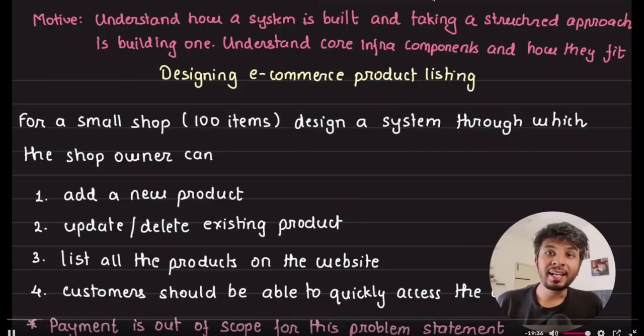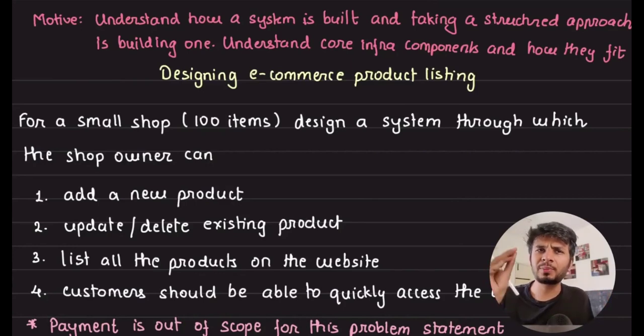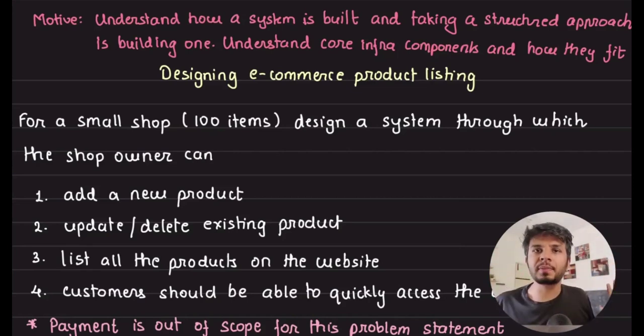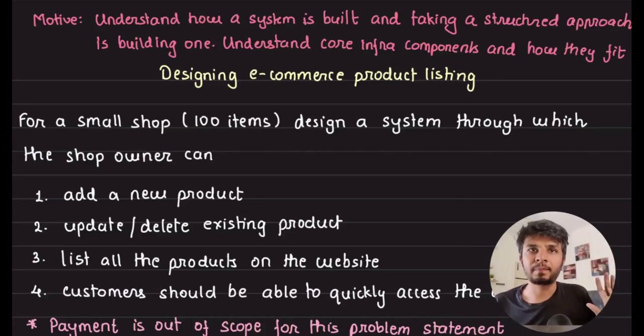So let's design an e-commerce product listing page. A product listing page is simple: a small shop owner has 100 items to place. Those 100 items are listed on a website. That's it. It's not a huge website. We start small. It's a really small website with at max 100 items that a shop owner needs to list. And now there would be hundreds and thousands of people visiting it, right?